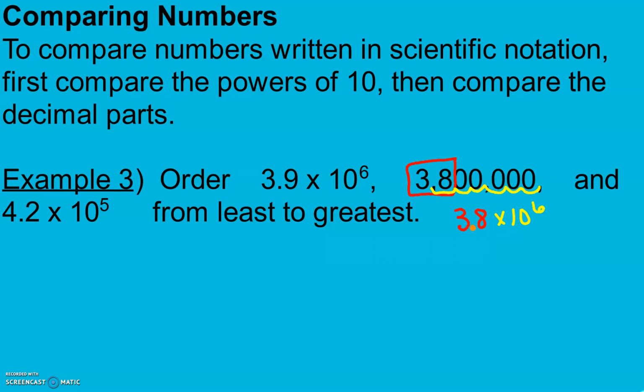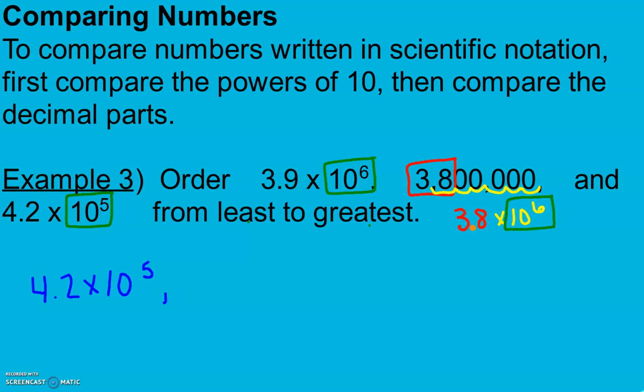So we're comparing these. We want from least to greatest. So we're going to compare our exponents first on our powers of 10. 10 to the 5th is smaller than 10 to the 6th, which means that 4.2 times 10 to the 5th is going to be smaller than the other two because it's being multiplied by 10 one less time, so it's 10 times smaller.